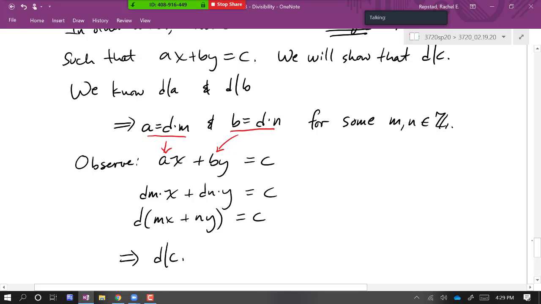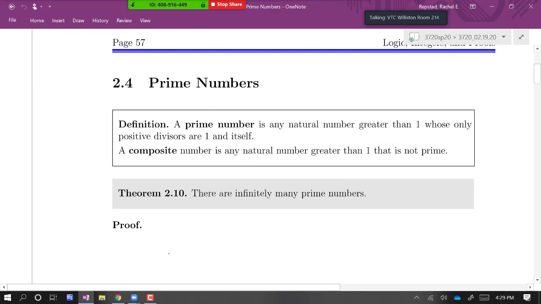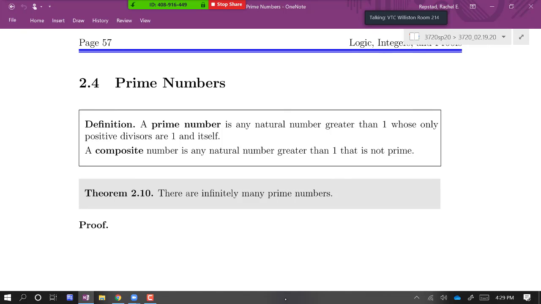Okay. Let's talk about primes. So a prime number, we've already talked about this before, it came up in one of the problems we were doing, is a natural number greater than 1 whose positive divisors are 1 and itself. And a composite number is a natural number greater than 1 that's not prime. So if you can factor it down, it's composite. If you can't, it's prime. If it's 1, it's special and in its own category. There are infinitely many prime numbers, and we're going to prove it.